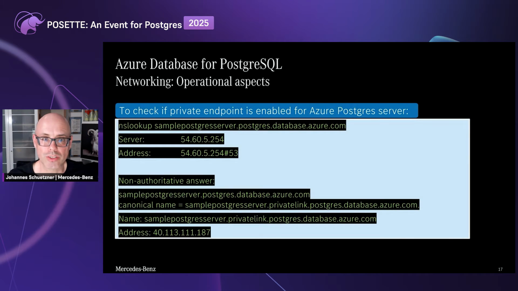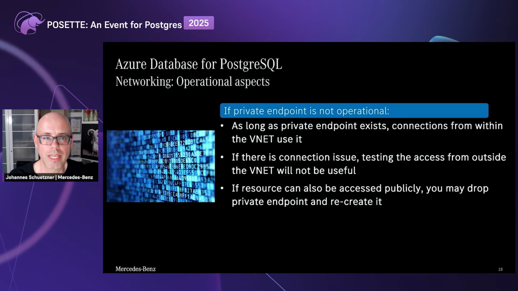If you want to check whether your Postgres server really has a private endpoint active, you can use tools or commands like nslookup or dig, where you then look under the canonical name to see whether private link is part of that name. If so, then a private endpoint has been enabled.